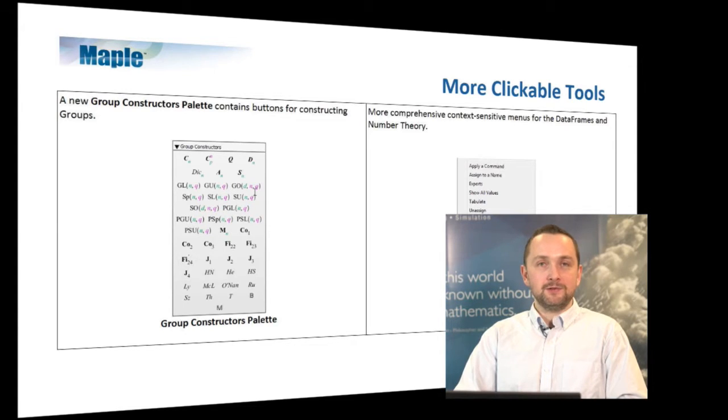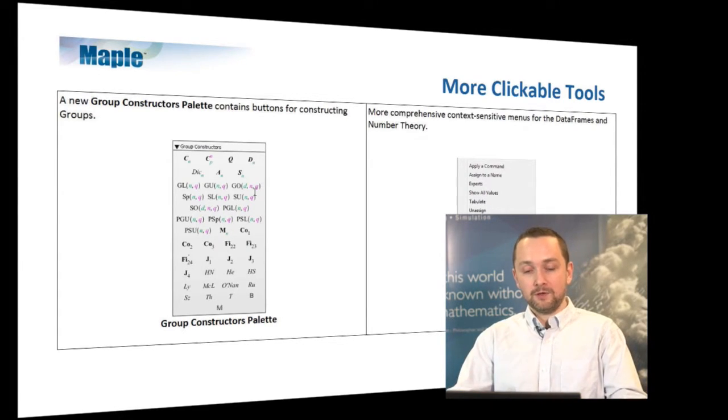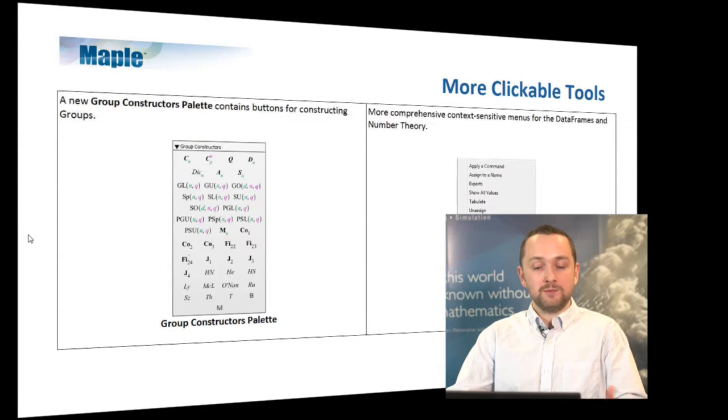So to that end, we have a number of palettes. We have palettes for entering expressions, for calculus, and a lot more. But for Maple 2016, we've added a new palette for group constructors. So this comes from our group theory package, and you can quickly use the group theory constructors palette to generate a number of known groups.